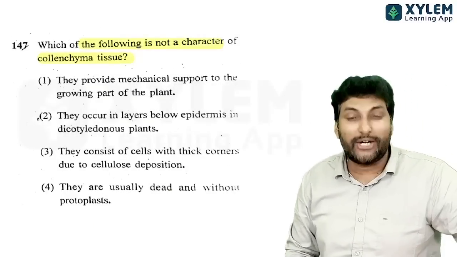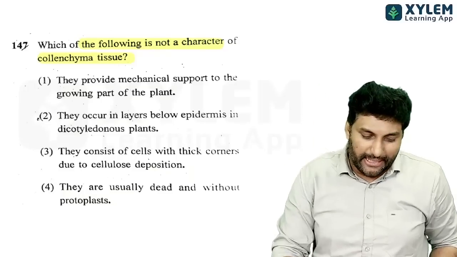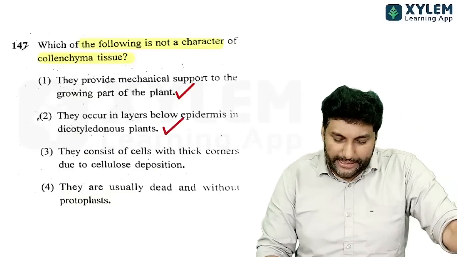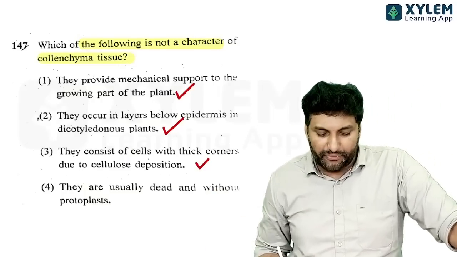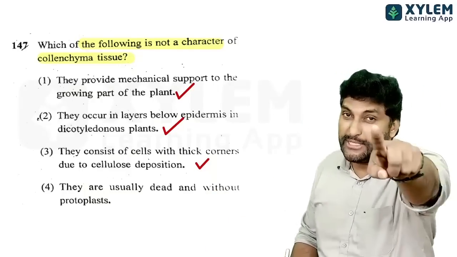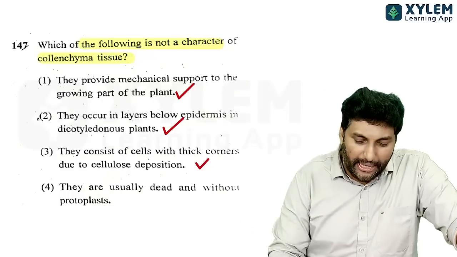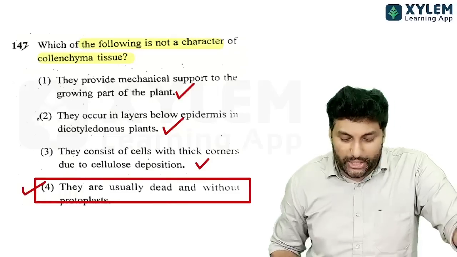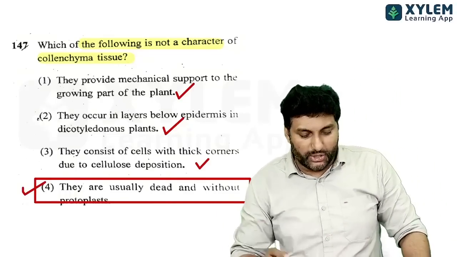147. Which of the following is not a character of collenchymatous tissue? Let's take the first one. They provide mechanical support. Correct. They occur in the layer below the epidermis in dicots. Correct. They consist of thick corners with cellulose deposition. Correct. And they're usually dead. It's wrong. Actually, collenchyma is a living mechanical tissue. So the right choice is 4.